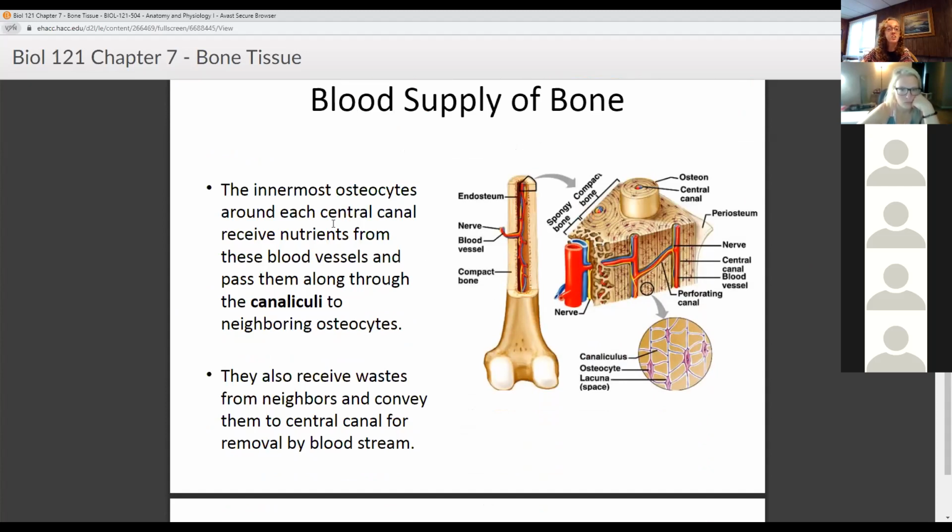Innermost osteocytes around each central canal are going to receive nutrients from the blood vessels and pass them along through the canaliculi to neighboring osteocytes. Inner osteocytes also receive waste from neighbors and convey it back to the central canal for removal by the bloodstream.